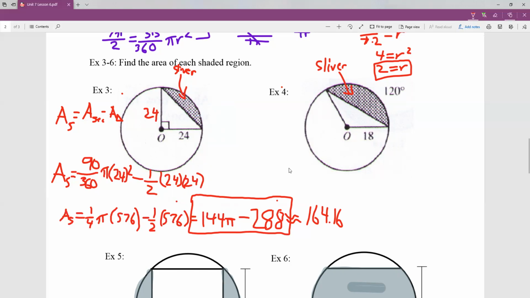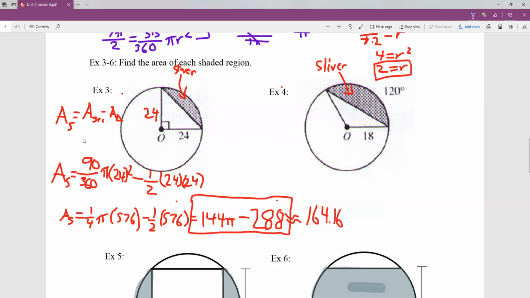Okay, let's try it again. So again, just to review, the area of the sliver is equal to the area of the sector, which is this whole area, minus the area of this triangle. So we're going to do it again with this example right here. Same process, but now we have a little bit messier numbers.